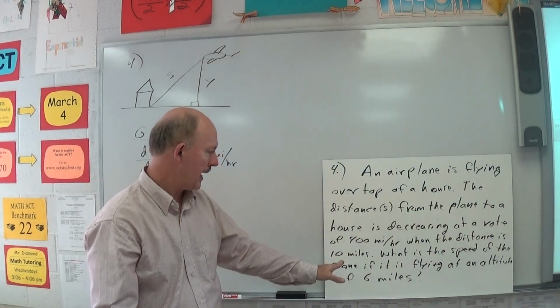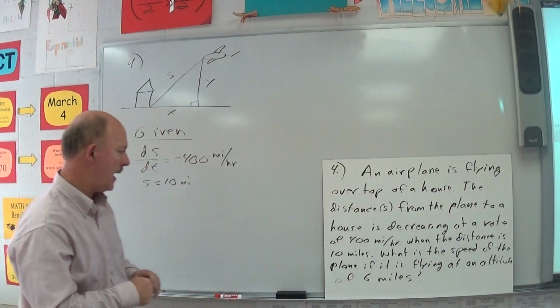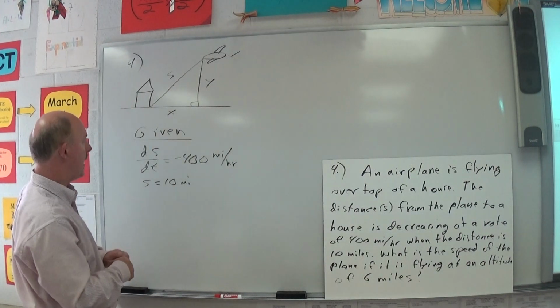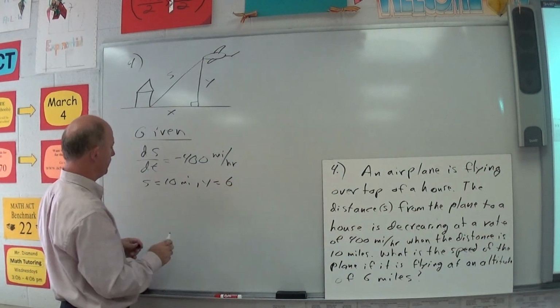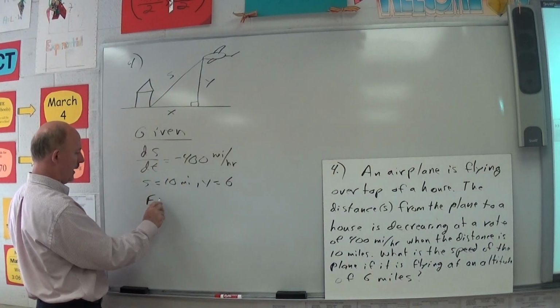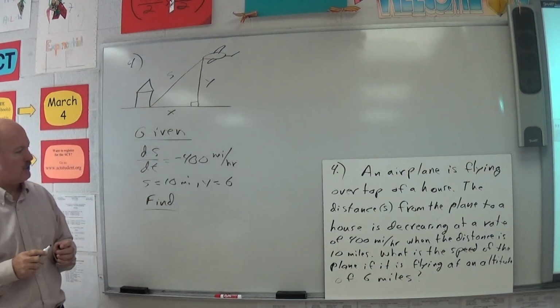Okay. Let's see, what else? What is the speed of the plane when it's flying at an altitude of 6 miles? Now, y would be the altitude, wouldn't it? So y is equal to 6. Now, what do we have to find? So I think that's all the information we're given.